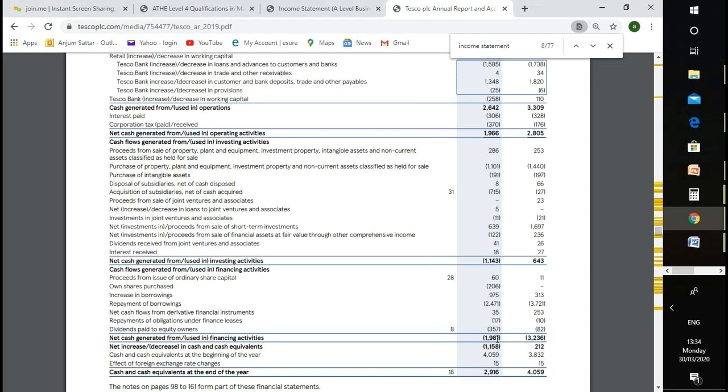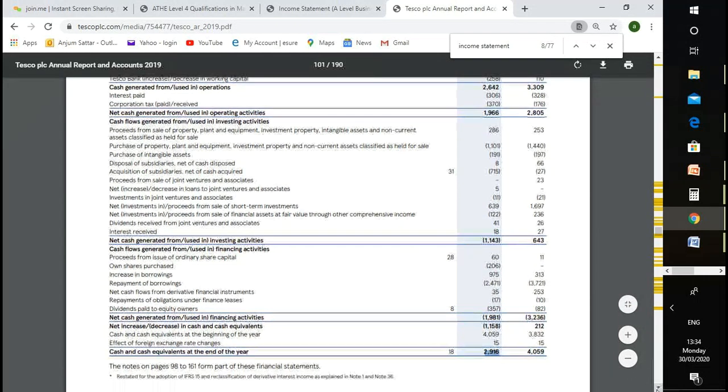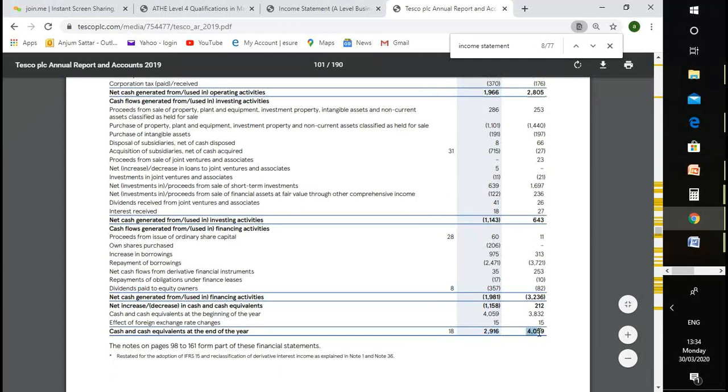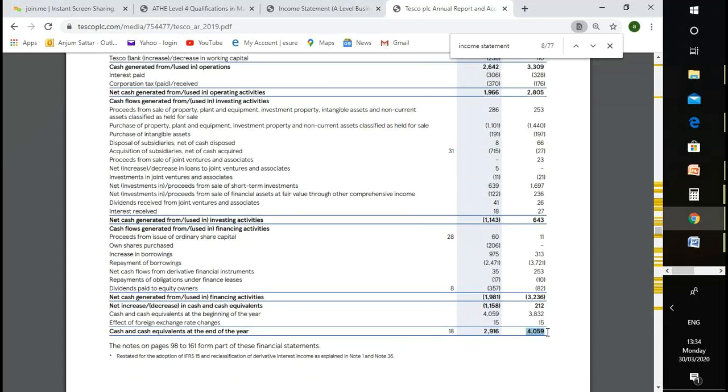Financing activity, we need to look at as well. Last year cash was negative. This year cash is negative too, but less, because we settled some liability and now we have less negative cash. So overall, we add operating, investing, and financing, and look at what net cash flow we have at the end of the year. The cash we have is a positive balance of 2916, but last year was 4059 million. So it's a huge difference from last year.